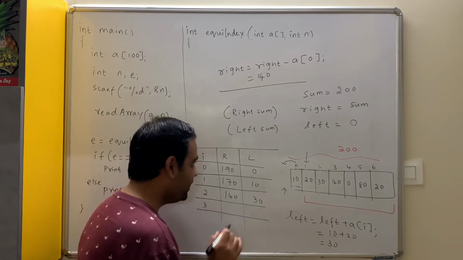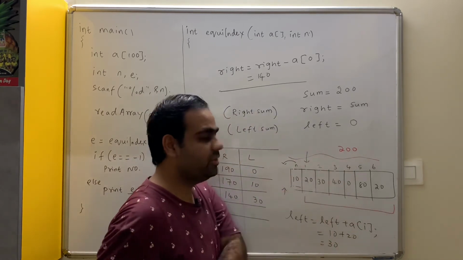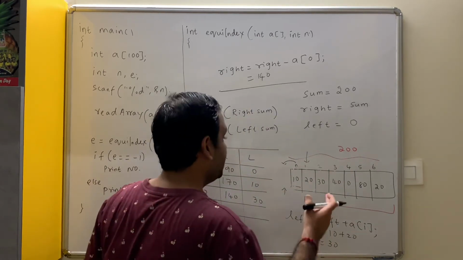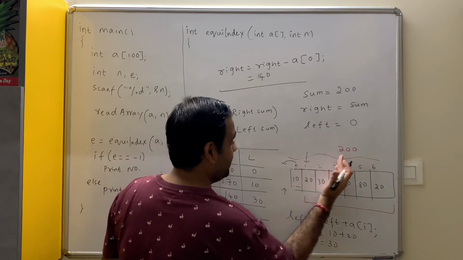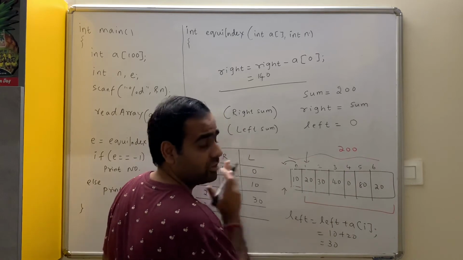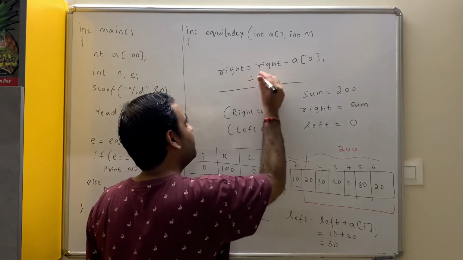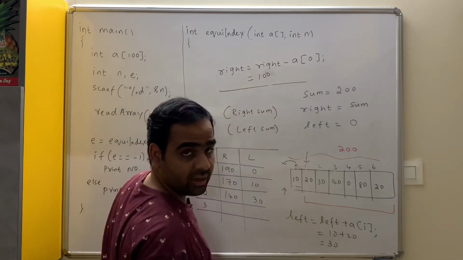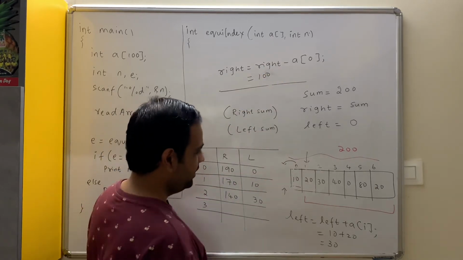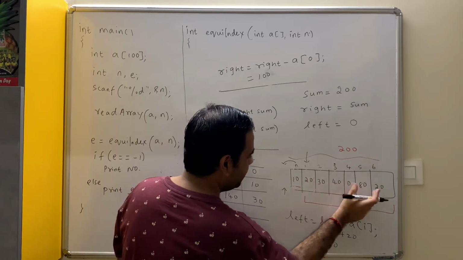Now you go to index 3. Now what is the RHS sum? It is 100. And what is the LHS sum? It is 60. How do you get it? Till this point of time, I have to extract all those things. Now 140 minus 40. What is 140 minus 40? 100. That means the RHS sum from index 3 is 100.